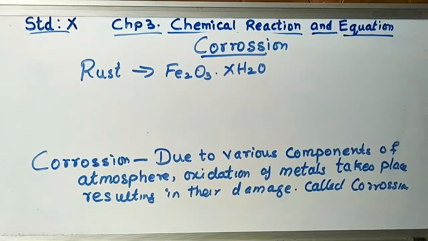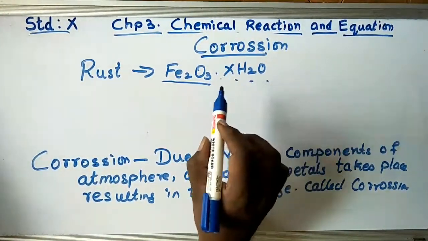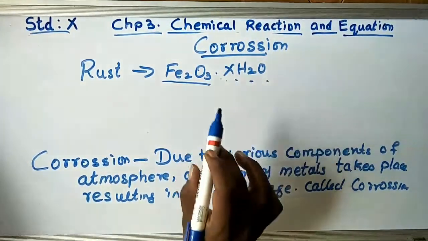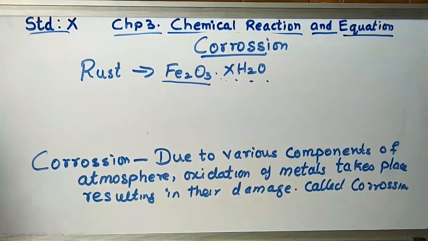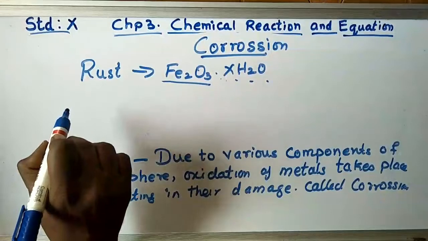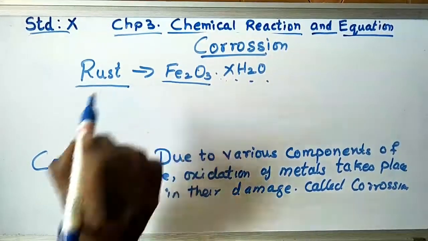Rust. Everyone knows what rust is. The formula for rust is Fe2O3.xH2O. X means 10H2O, 5H2O, 2H2O, so we have put here x. Now how does rust appear? A certain type of reddish color, which we call jung in Hindi, a solid layer is collected on the metallic surface, and this layer we call rust.